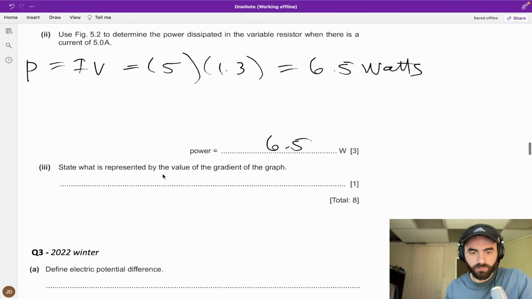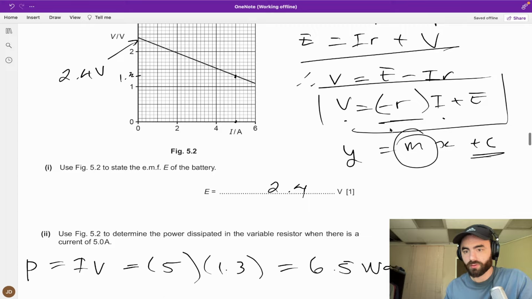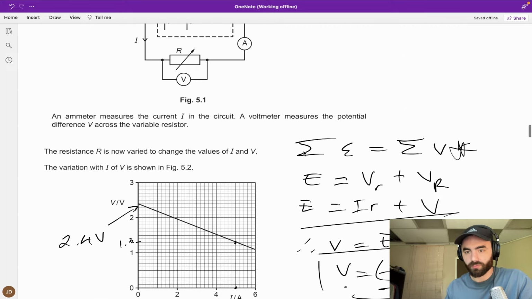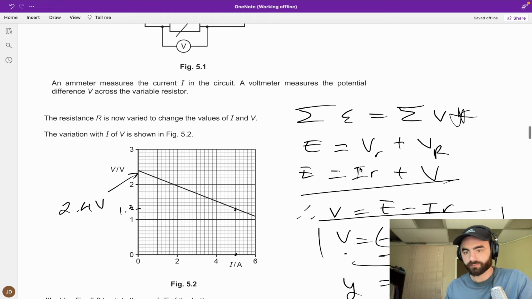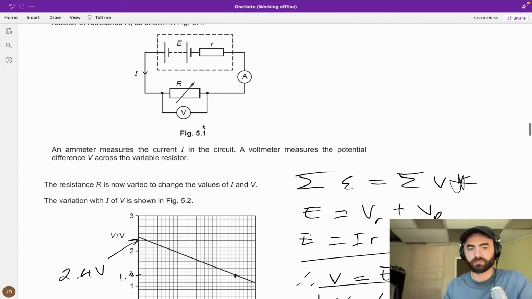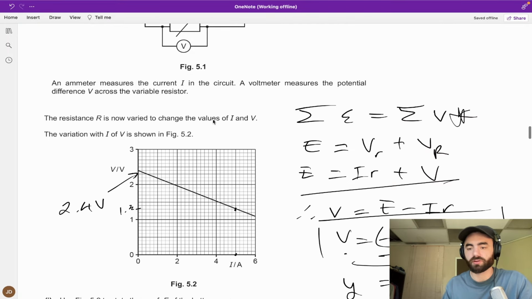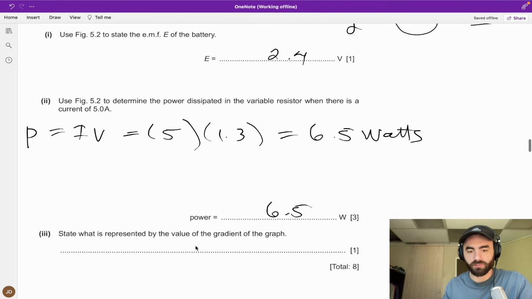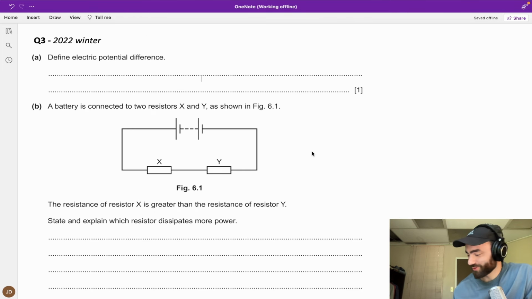State what is represented by the value of the gradient of the graph. Well, as I just said before, by rearranging this, remember I'm just finding this from Kirchhoff's second law. The EMF, in a closed loop, equals the sum of the potential difference across here plus the potential difference across here. Basically just saying all of the electromotive force is being used up by the circuit. So the gradient is just minus R. Let's keep going.